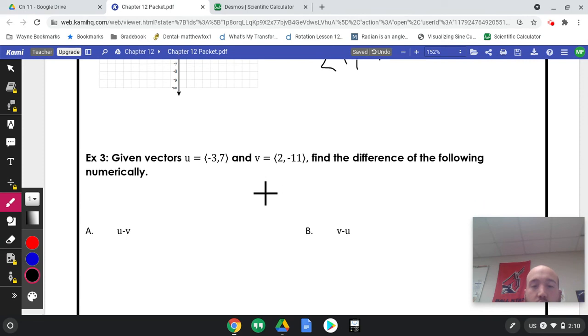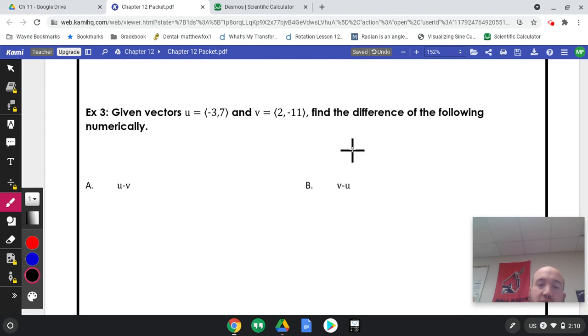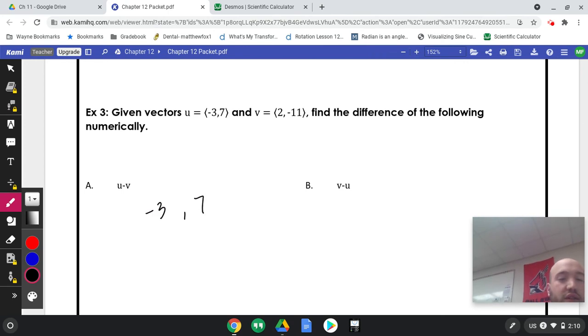All right, we're almost done. Let's finish it out. Let's just show that if we have u and v and we do u minus v and v minus u, we're not going to get the same thing. Okay, so let's do this numerically. So -3, 7. If we put that with -v, that'd be multiplying this by -1, which gives us -2, 11. So -2 and 11, if we add those up, our answer, -5, 18. That's u minus v.